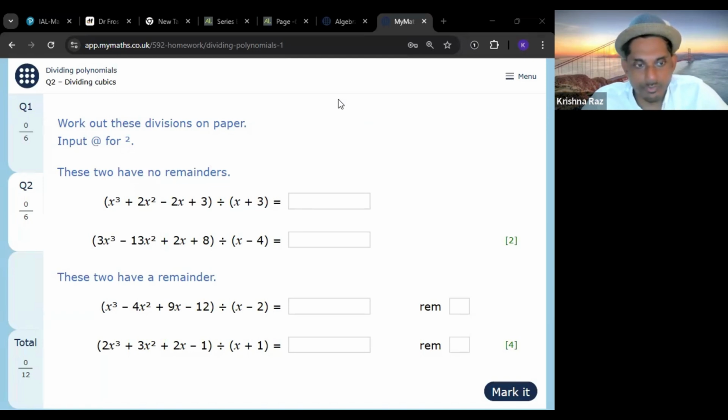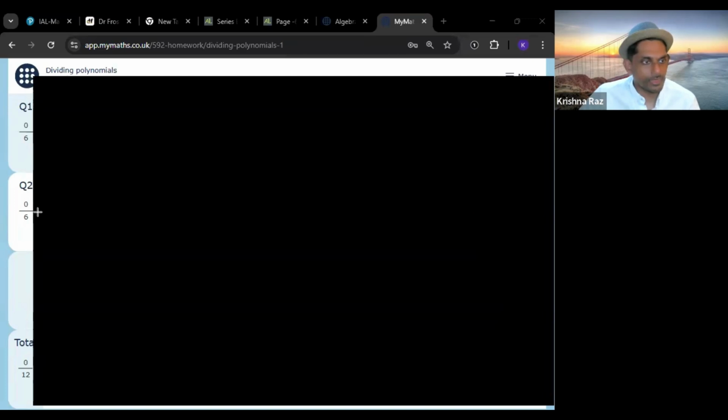Today we'll be looking at the division algorithm for AS and A-level maths, and then also the factor theorem and remainder theorem. I'll try and tie them all up in this one video. I've got a few example questions here that we're going to use in a moment. Before we do that, I'm just going to remind us how to do division.